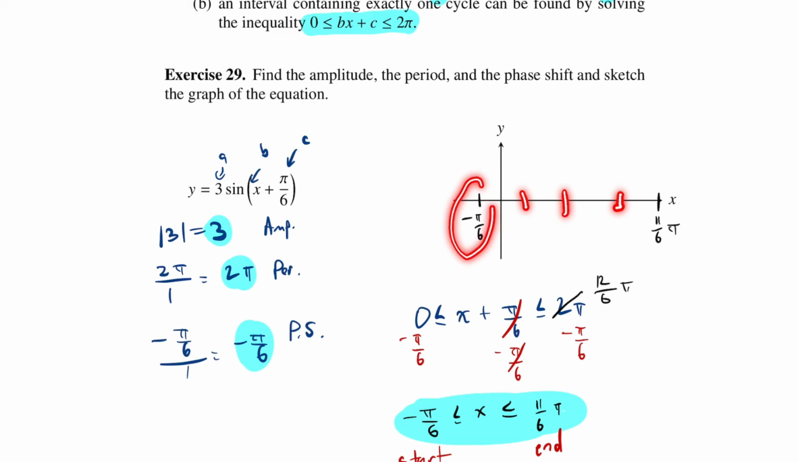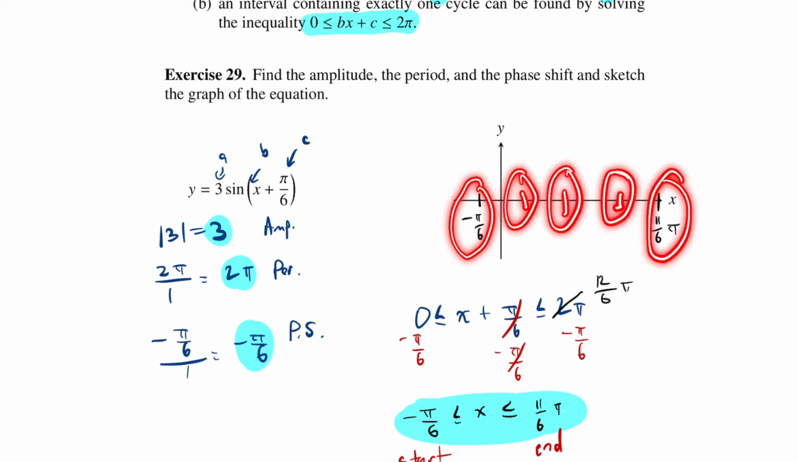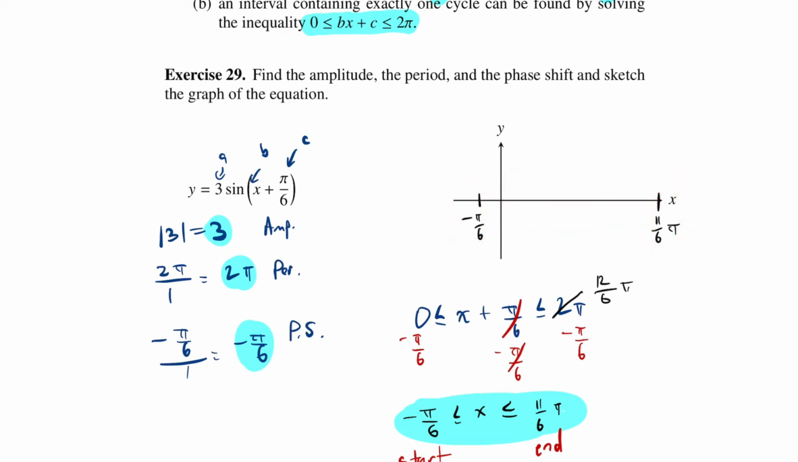So let's start with the first one. Remember what we do is we add and divide by 2. So negative pi over 6 plus 11/6 pi is equal to 10. When you divide by 2, that's really the same thing as multiplying by a half. So you're going to get 5/6 pi. All right, let's find the midpoint between these two now. So add them.